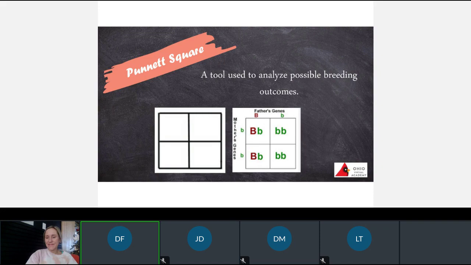Punnett square, a tool used to analyze possible breeding outcomes. Perfect. So a Punnett square is basically a genetics tool. It helps us find out, if this is what we know the dad's genotype is, and this is the mom's genotype, we can find out all the different genetic possibilities using the Punnett square. It's a fun tool. It's like Foursquare, and I'm going to make it super easy for you. Okay. We're not going to do that today, though.